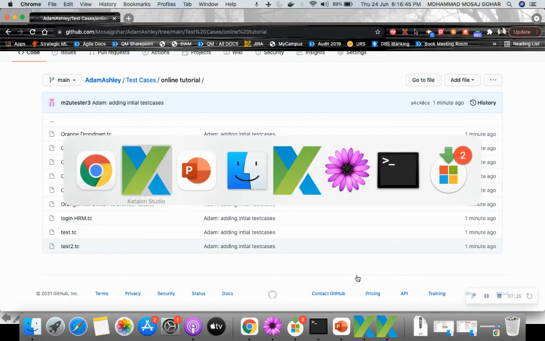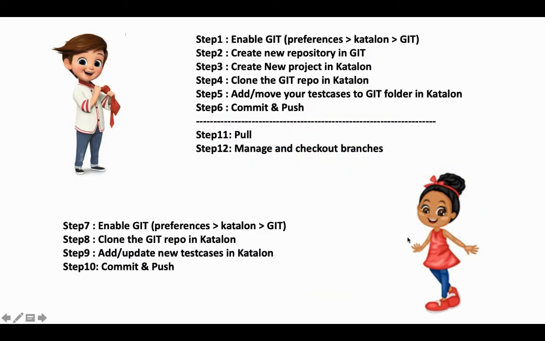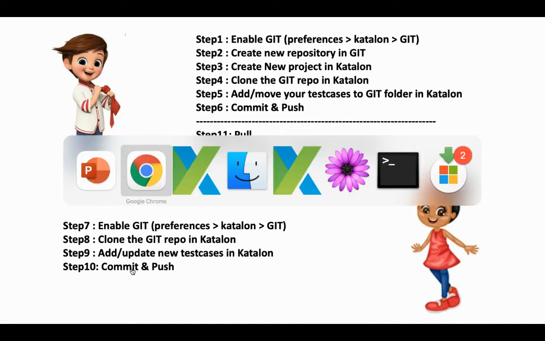Now let us go to Ashley. So Ashley wants a copy of all the test cases and the entire project from Adam. She has to repeat a few of the steps: first she needs to enable Git in her Katalon, clone the Git repo, add a new test case, and then do a commit and push. So we will see these steps together now.